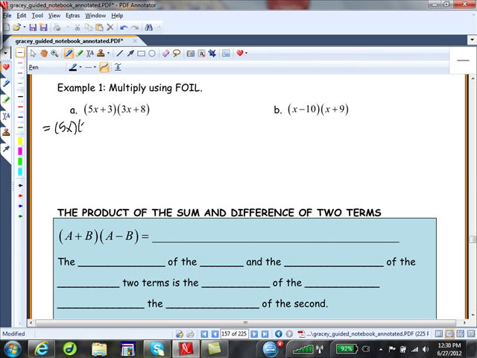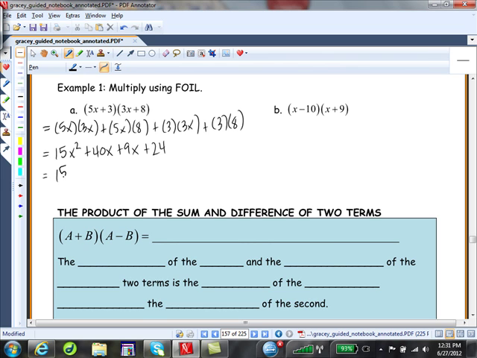5x times 3x are the first. 5x times 8 are the outside. 3 times the 3x are the inside. And then the 3 times the 8 are the last. So then we will get 15x squared plus 40x's plus 9x's plus 24. And combining like terms, we get 15x squared plus 49x's plus 24.